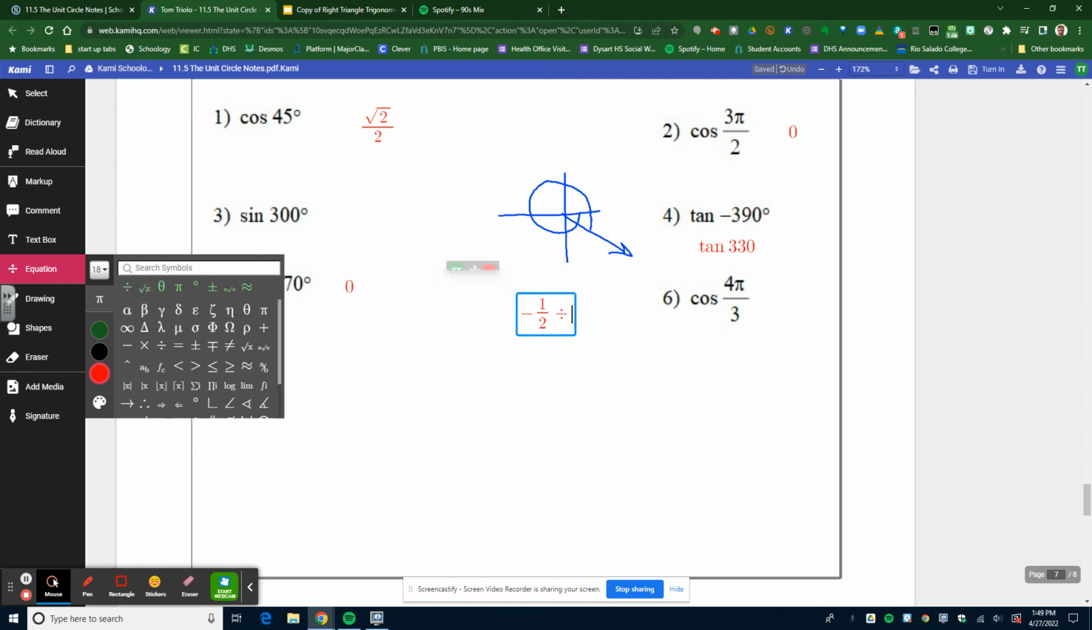And I think we've done this already, just for a different angle measure, but it's going to be the same. So the 2's divide out. I'm going to have negative 1 over square root of 3. So negative square root 3 over 3.